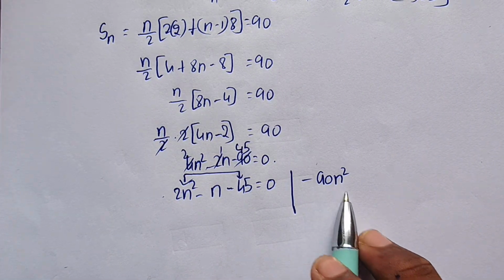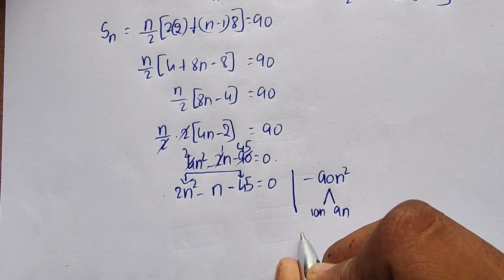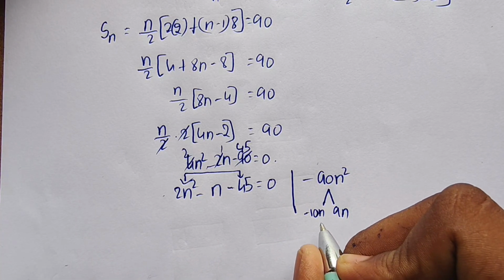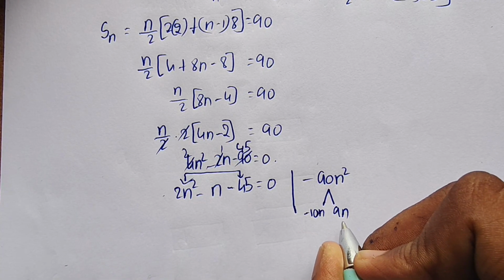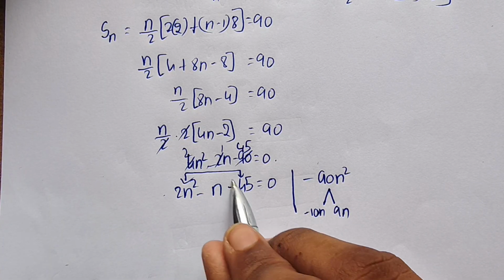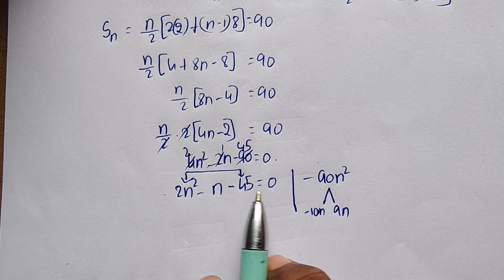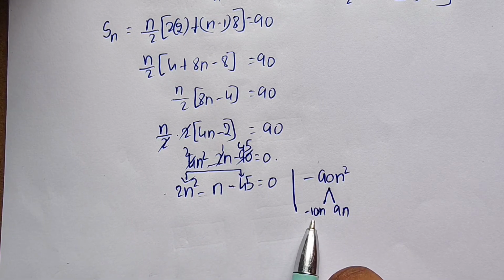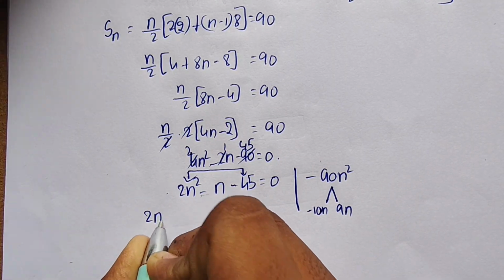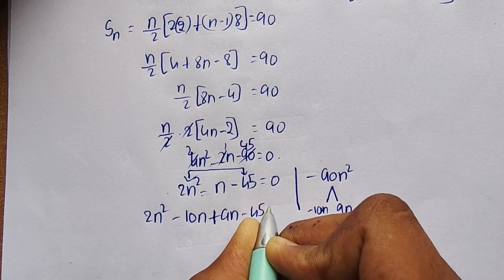So the factors for 90n square I am taking are 10n and 9n, but I am keeping the minus symbol for 10n because 10n is larger than 9n, and here the symbol for n is minus. Understand? If we sum these two numbers, we get minus n, and if we multiply these two numbers, we get minus 90n square. So I am taking 2n square minus 10n plus 9n minus 45 equals 0.